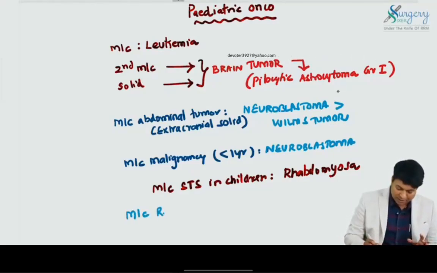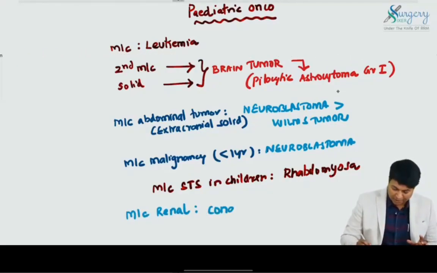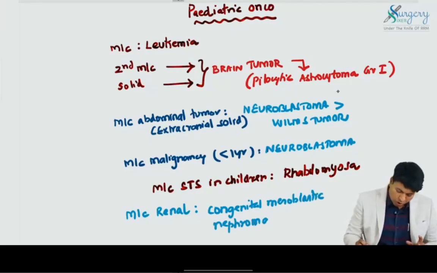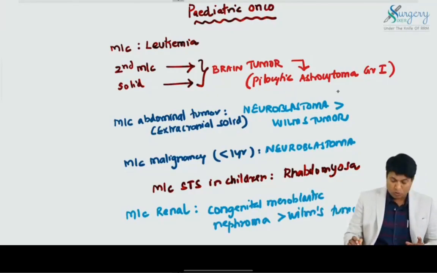And the most common renal tumor in childhood, please remember, is congenital mesoblastic nephroma. Congenital mesoblastic nephroma is more common than Wilms tumor.